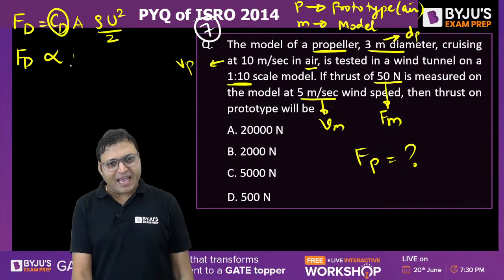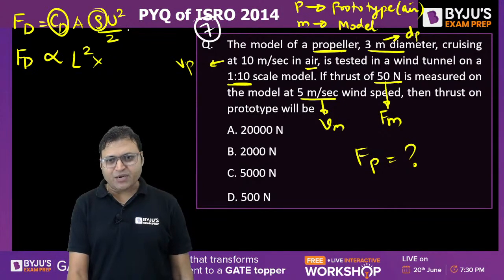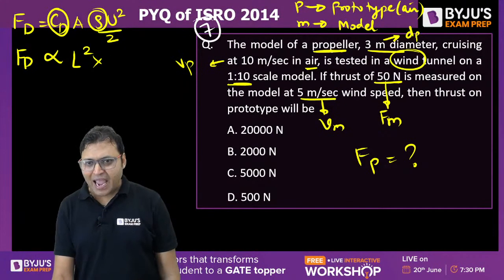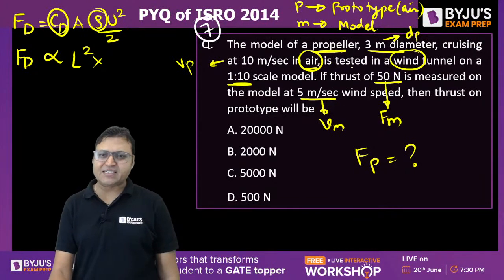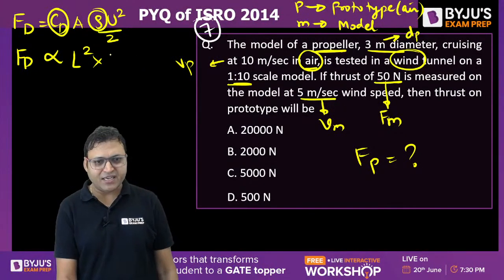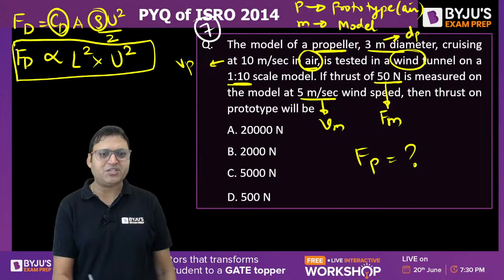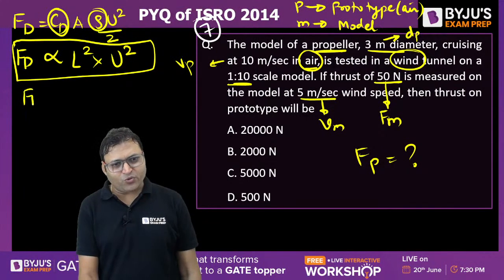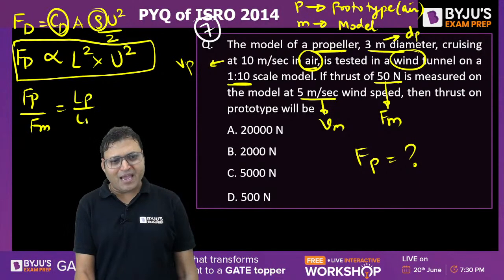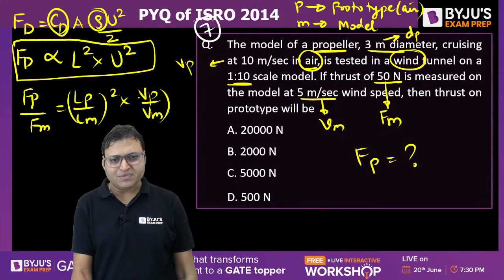So we can say area is L square into rho. Rho is constant because the wind tunnel and air have the same density. So this is the expression. Do you understand this expression or not? So if we want to write Fp by Fm, then we will write (Lp by Lm) square into (Vp by Vm) square.